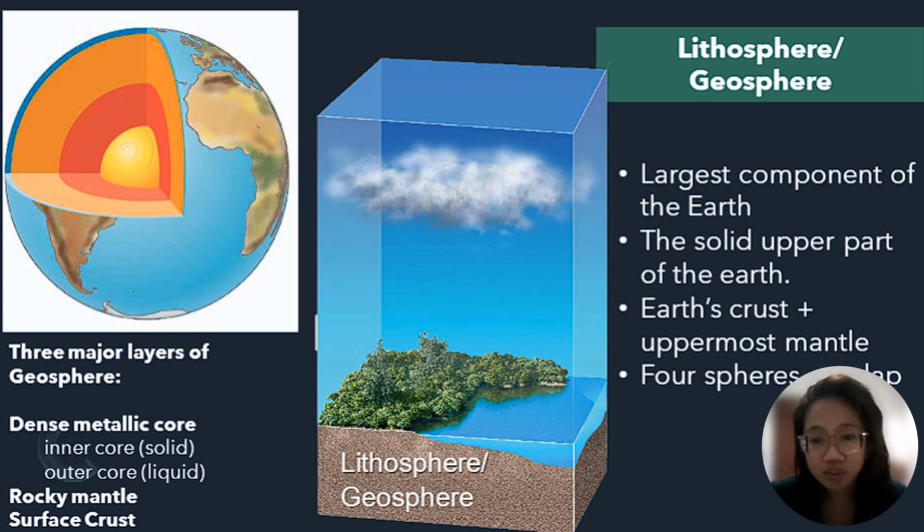The term geosphere, however, is more complete because it also consists of the crust, the mantle, and the core. So today we're going to talk more about the characteristics of each layer of the geosphere. As stated here on the left of our slide, there are three major layers of the geosphere: the dense metallic core made up of the inner and outer core, the rocky mantle, and finally the surface crust, where all the other spheres also interact.